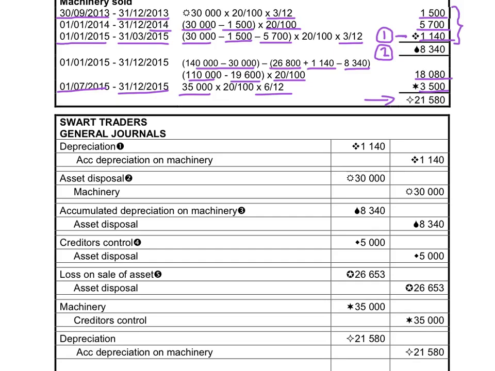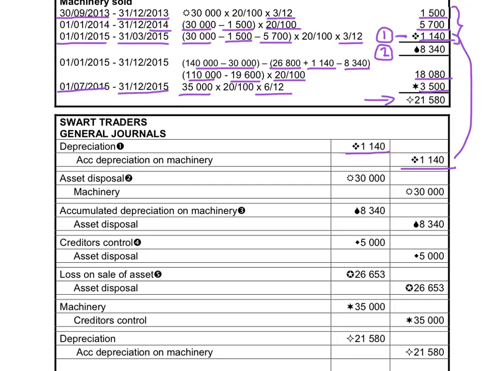Step 1 in asset disposal is to calculate depreciation for the current year. When we complete the journal entries for the asset disposal, step 1 will be to calculate the depreciation. So I will debit depreciation with 1,140 to increase the expense, and I will credit accumulated depreciation to increase my negative asset with the depreciation on the asset that was damaged in the fire for the 3 months that we used it in the current year. The second step is to transfer my asset to the asset disposal account.